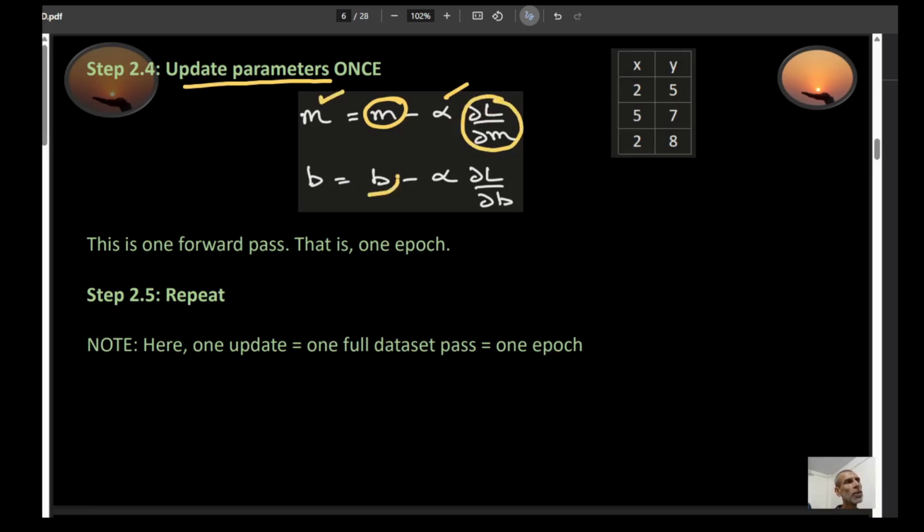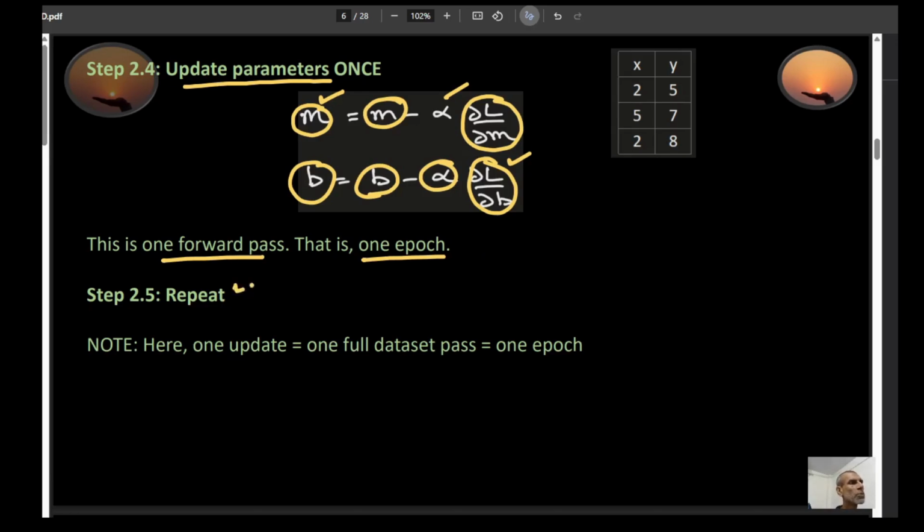Likewise, you substitute your old value of B, substitute your alpha. This would be your learning rate, and substitute this value that we got from the previous step. And this will give you your new value of B. So now we have received a new value of M and B. So this is one forward pass. In other words, this is one epoch that we just performed. We just took the whole data set and we found M and B.